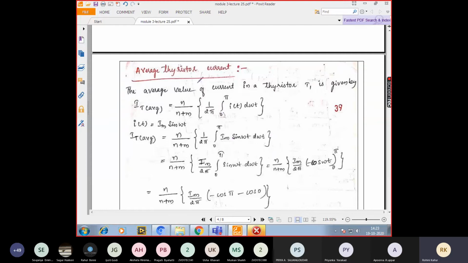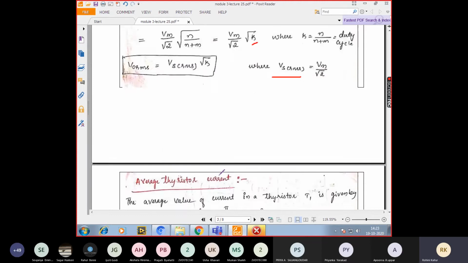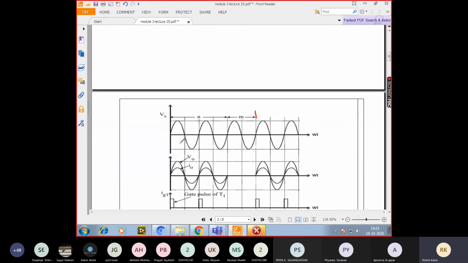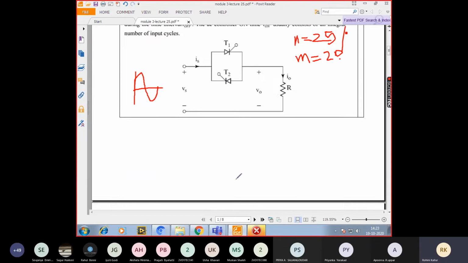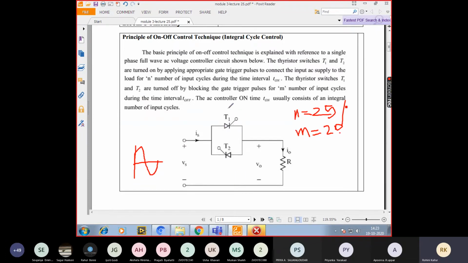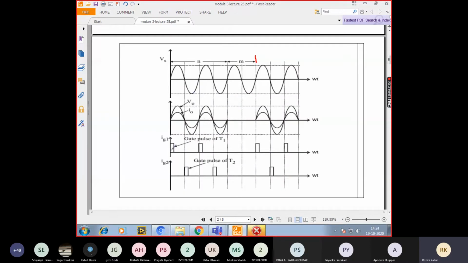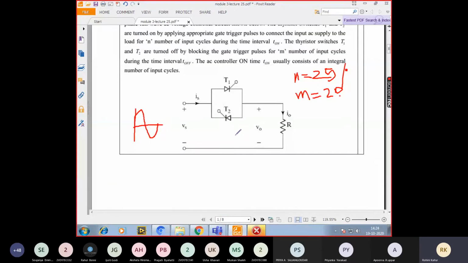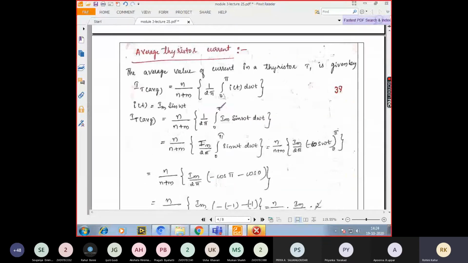So it is average thyristor current. Okay, average thyristor current is nothing but, in the waveform you have seen that during the positive half cycle, just look at this, during positive half cycle T1 conducts, and during negative half cycle T2 conducts whenever I have this particular gate pulse applied, or during the n cycle. During m cycle, none of the thyristors conduct because of the absence of the gate pulse. So now we need to calculate what is the average thyristor current that is flowing in the circuitry. Okay, so there are two thyristors, T1 and T2.